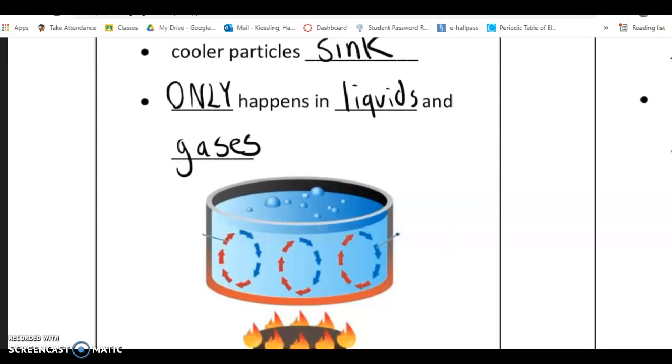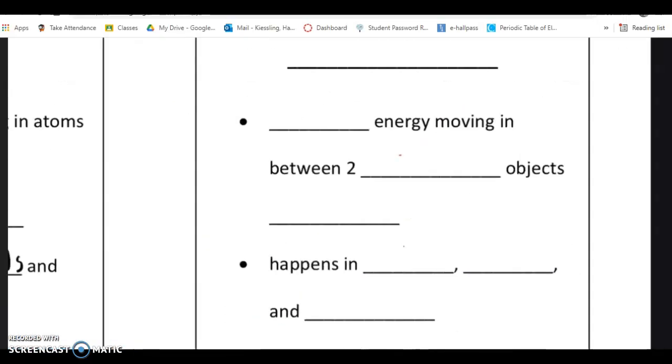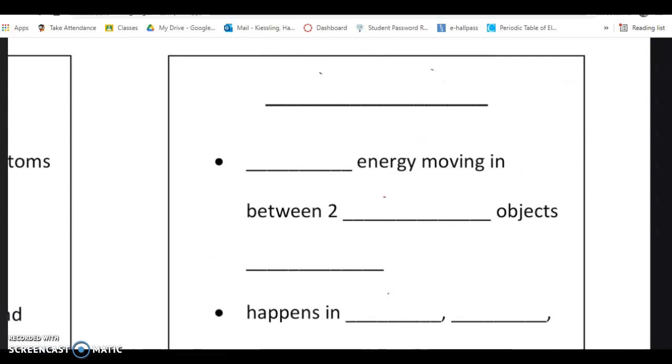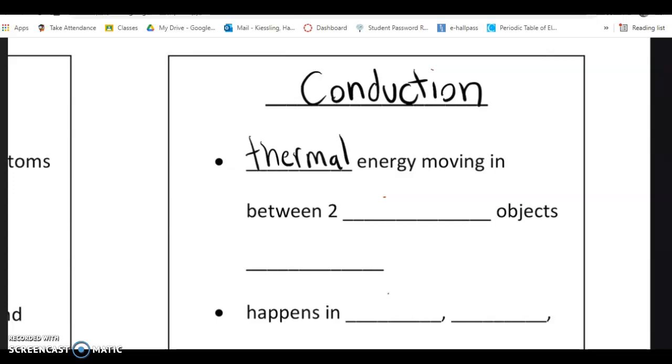Now we're going to go over and look at conduction. So in conduction, let's write this down. It's different because it's thermal energy moving between two different objects. And it's moving between objects, not atoms. And we know that in conduction, these objects are touching.